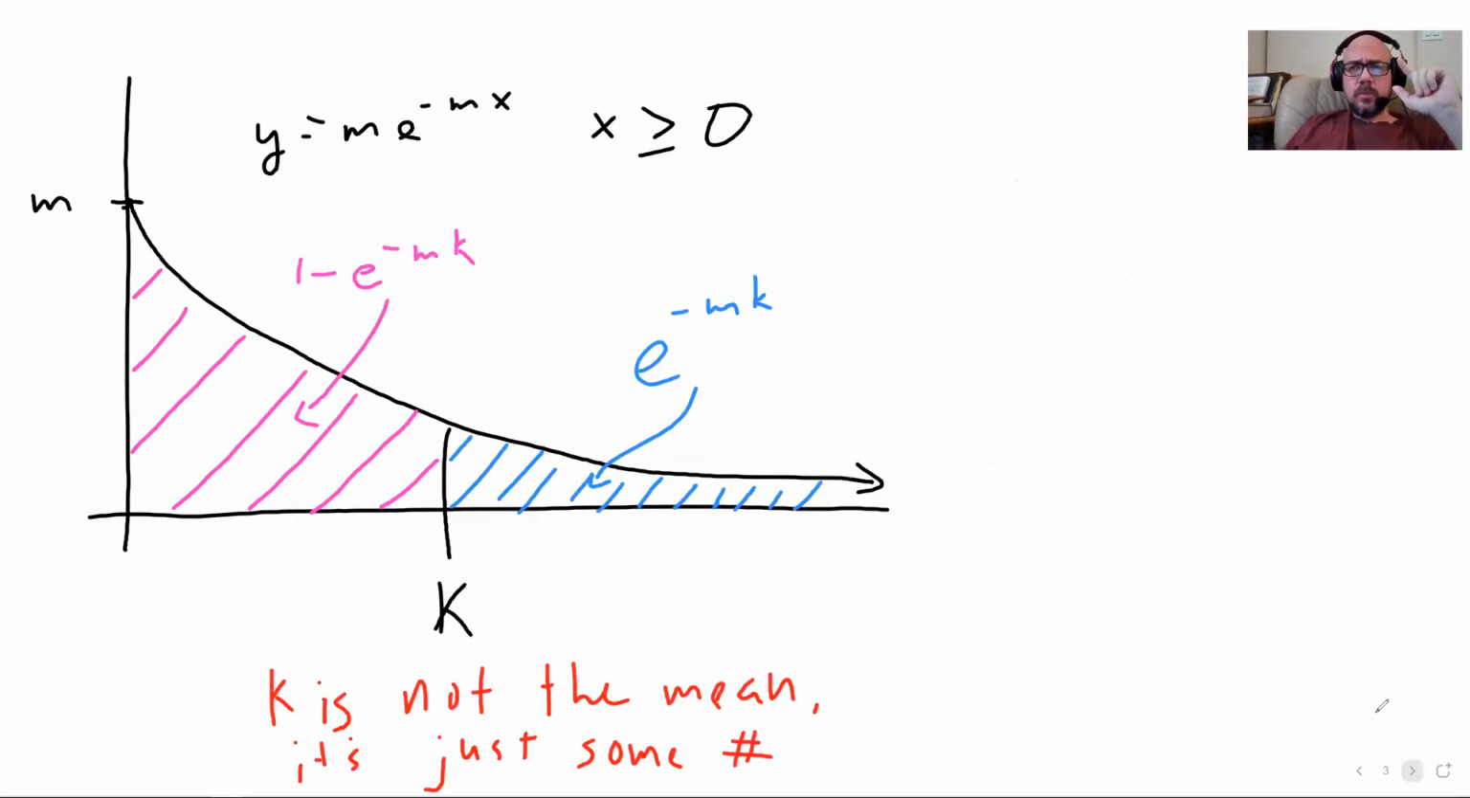Okay, so here is the area function for an exponential distribution. So if I have some number k, and I want to emphasize that k is not the mean. I know I've drawn it in the middle, but it's just so I have lots of area to shade on both sides. If k is just any number that's bigger than 0, because exponential distributions only go greater than 0, then the area to the left of k is 1 minus e to the minus mk, and the area to the right of k is e to the minus mk.